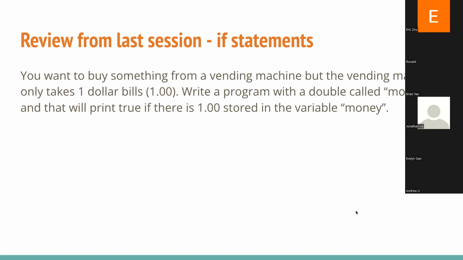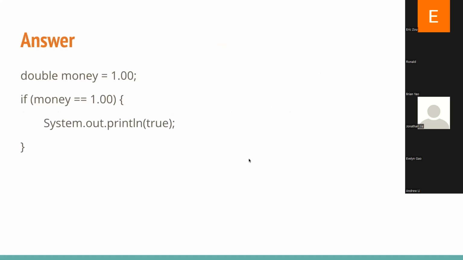Okay, that was a minute. So the answer for this is, first we create a double called money and we set it equal to 1.00. Since it's a double, it needs the decimals, or else it's an int. And if money equals 1.00, then print true. In this case, it's true because the double is 1.00. So essentially, it's saying if 1.00 is equal to 1.00, print true. Yeah, that was a pretty simple one as well.